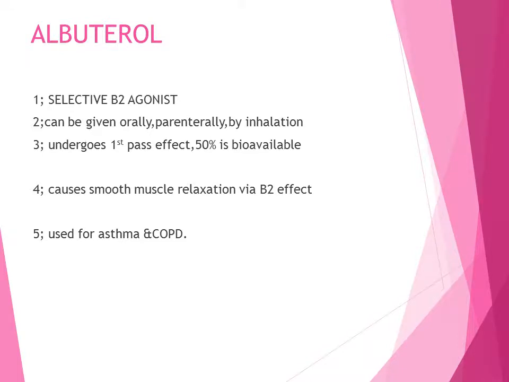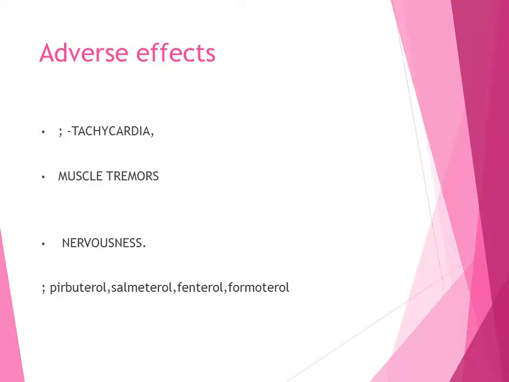Albuterol is a beta 2 selective agonist. It can be given orally, parenterally, or by inhalation. It causes smooth muscle relaxation via beta 2 effects. They are used in COPD and in asthma. Their adverse effects are tachycardia, muscle tremors, and nervousness.